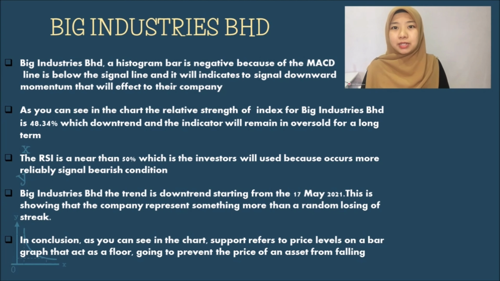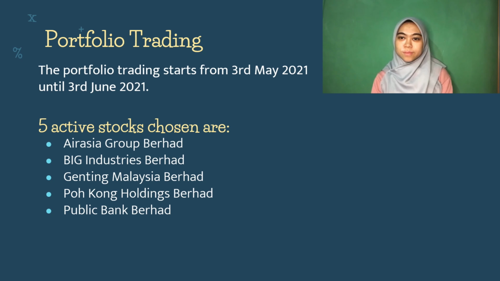For Big Industry Berhad, the trend is a downtrend starting from 17 May 2021. This shows that the company represents something more than a random losing streak. In conclusion, as you can see in the chart, support refers to a price level on a bar graph that acts as a floor, preventing the price of an asset from falling.